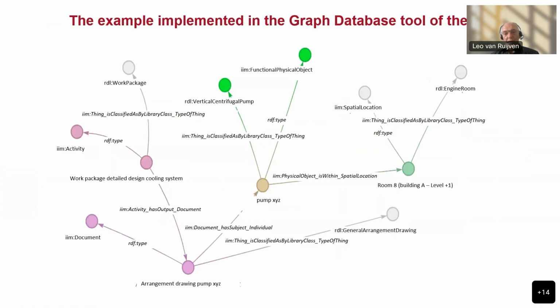This is how exactly the same example looks in the graph database. We use a graph database tool to put in all the data, where you can find the pump XIZ is a type of IAM, a functional physical object, and is classified as a vertical centrifugal pump according to the RDL, and the other elements as well. So it becomes a really readable storage. It can be read by humans and by computers. So it's human readable and computer readable according to the information model and the reference data library.